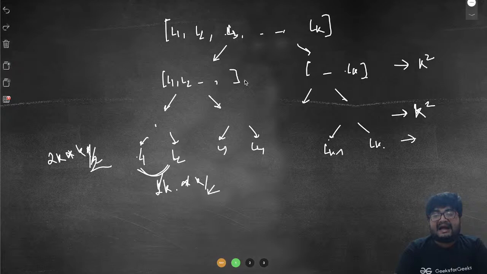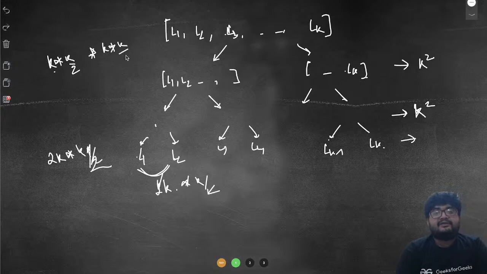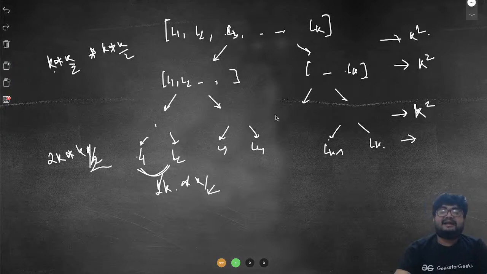What is the length here? The length will be k into k by 2. Why k into k by 2? Because you have k by 2 arrays and each of size k, so this will be k into k by 2 and plus k into k by 2 again, so it will be k squared, like this. So it will be k squared at every level.